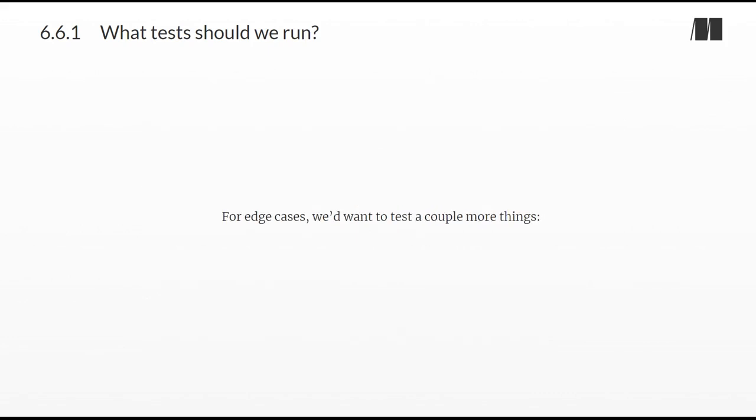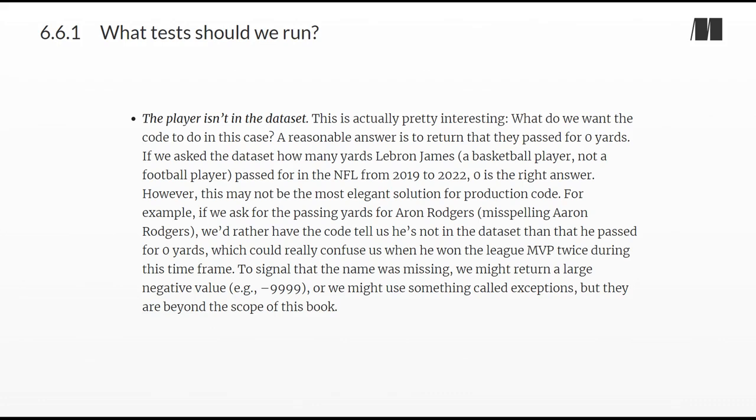For edge cases, we'd want to test a couple more things. The player isn't in the dataset. This is actually pretty interesting. What do we want the code to do in this case? A reasonable answer is to return that they passed for 0 yards. If we ask the dataset how many yards LeBron James, a basketball player, not a football player, passed for in the NFL from 2019 to 2022, 0 is the right answer.